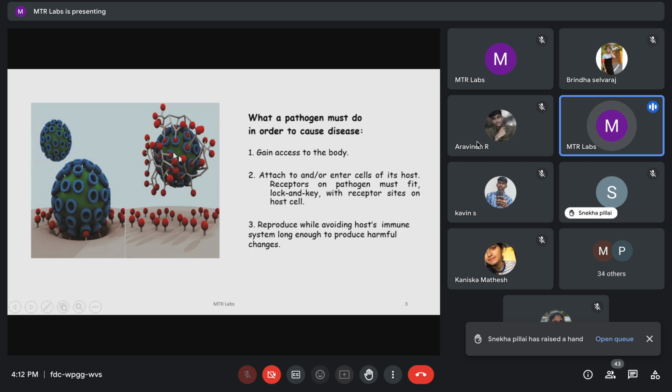After fitting to the receptors, it reproduces by avoiding the host immune system. The host has the largest, versatile immune system developed on its own. But the pathogen should escape from that immune system to produce harmful changes, and it should remain escaped from the host immune system for a long time. So now you can recognize that it's not easy to be a pathogen, right? There are more steps involved to enter as a pathogen also.